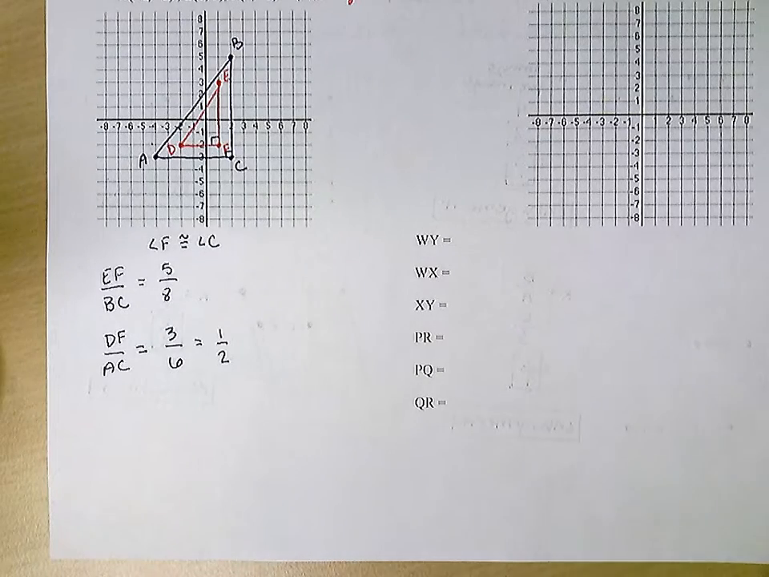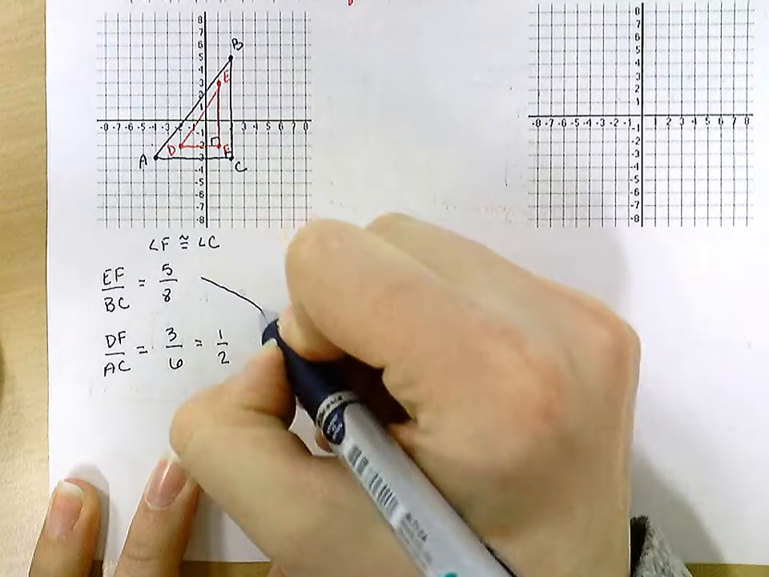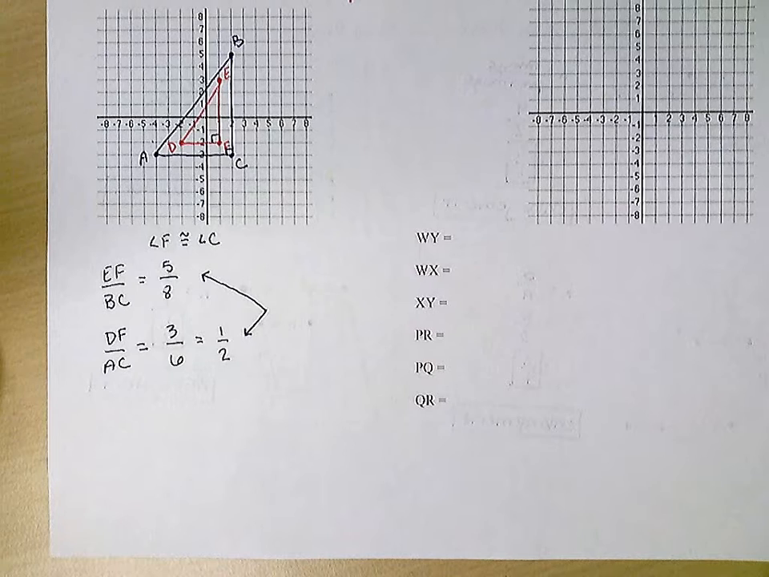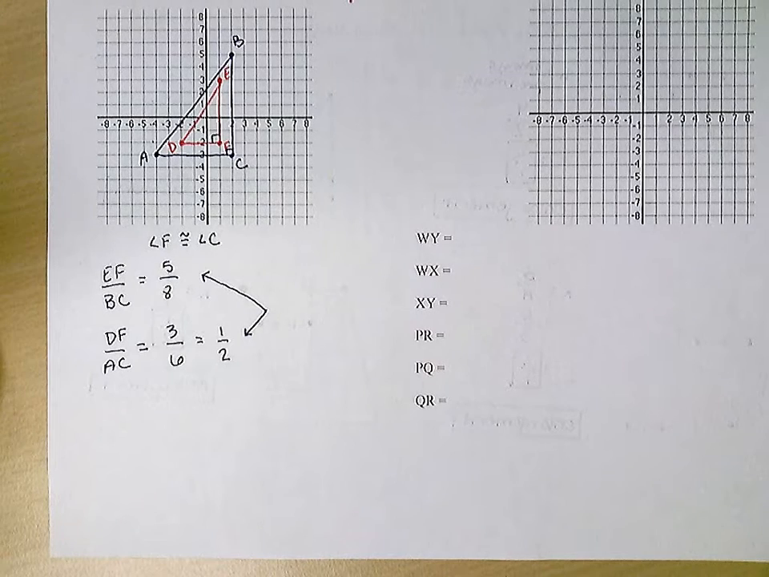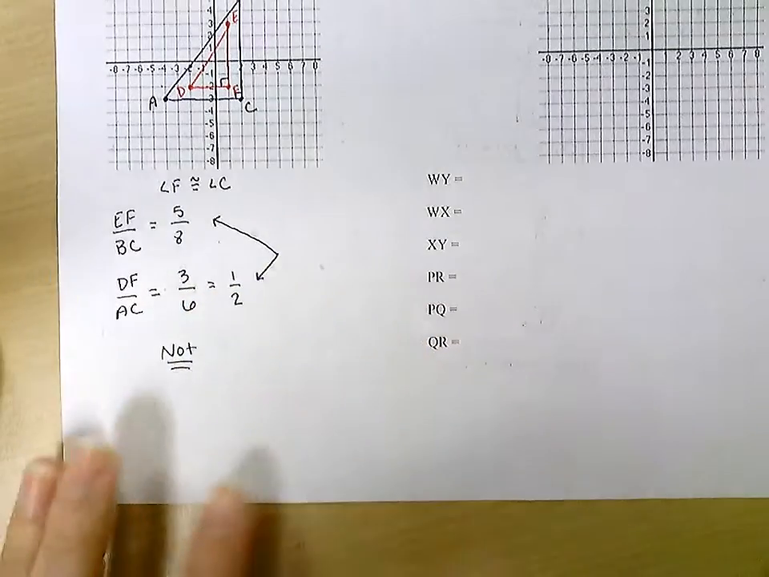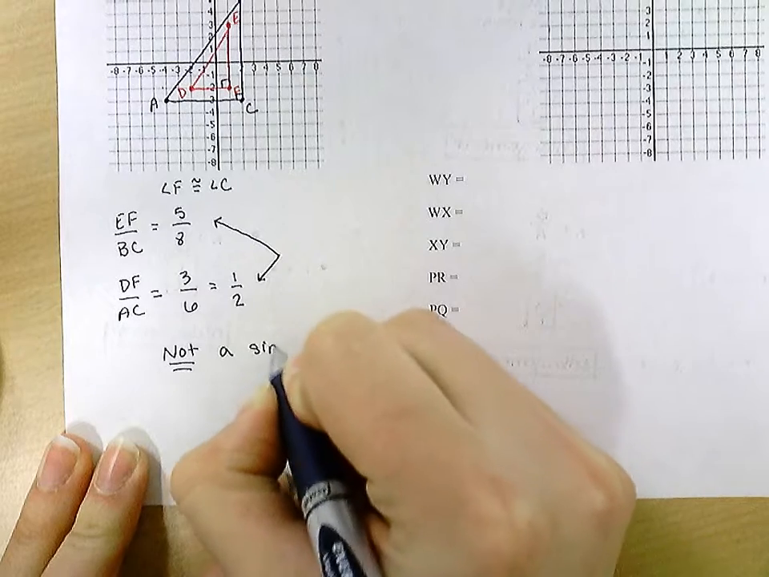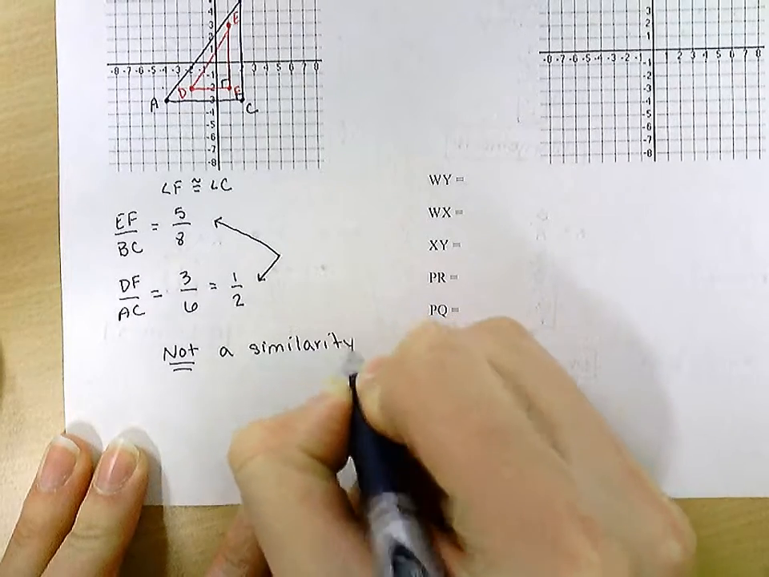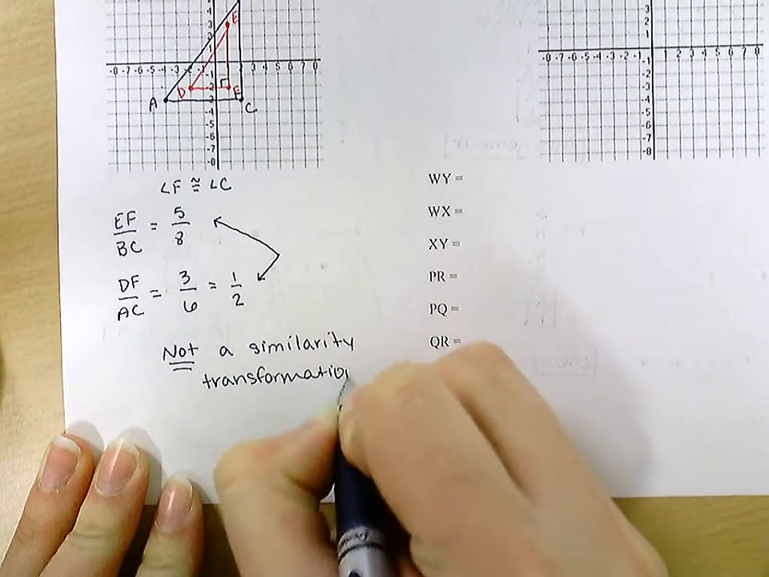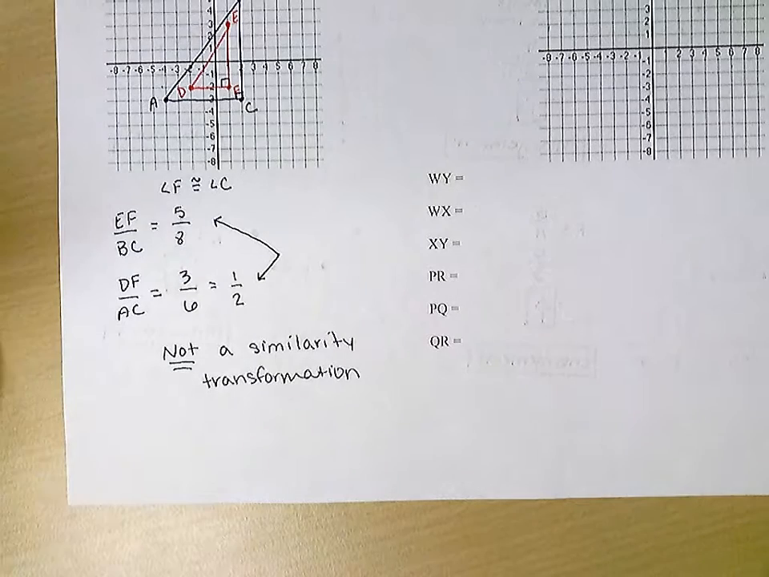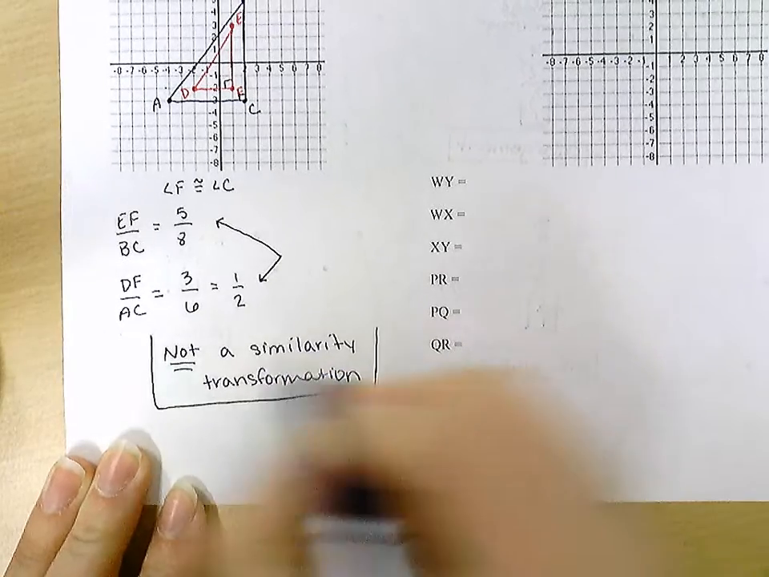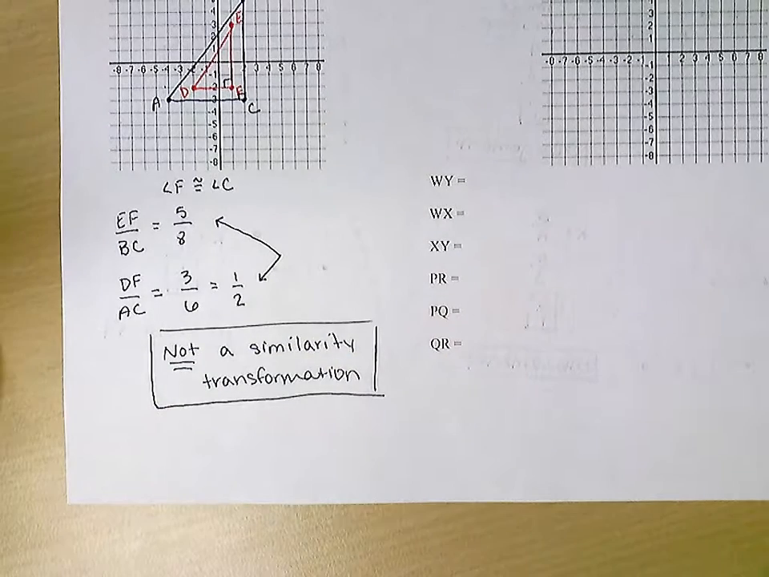So I need to compare my ratios. So this one and this one. Those two ratios are not the same, right? So this would not be a similarity transformation. We do need that those ratios are the same in order to prove that those two triangles are similar. Since they are not, it is not a similarity transformation.